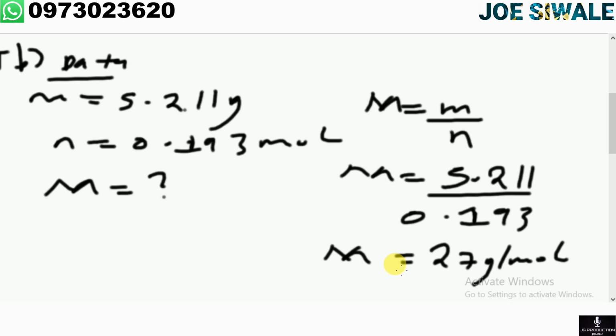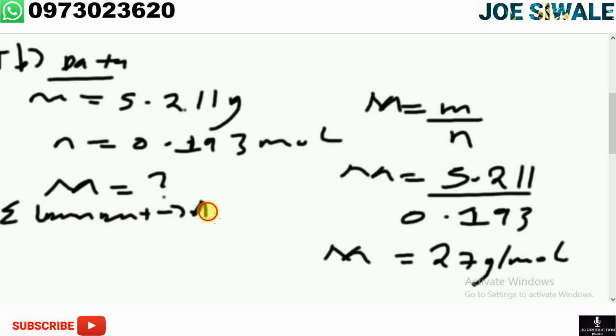So I can say the element, it's aluminium. And aluminium is written in this way. There's a 27 here, there is a 13.